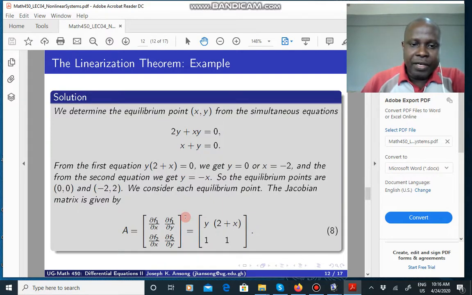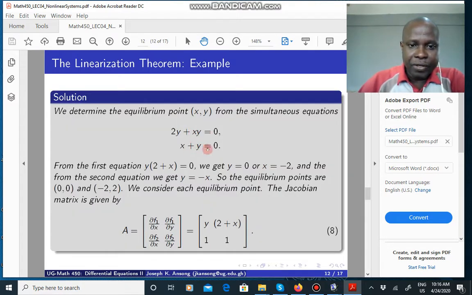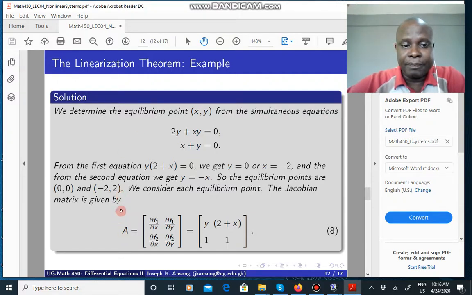What you do is find the equilibrium point by setting the right hand side of each of the equations to 0 and solving for x and y. That will give you the fixed point. So for this case you have this. From the first equation you have this is 0, which implies y is 0 or x is negative 2, right? And from the second equation y is equal to negative x. So if y is 0, from the second equation x is also 0. And if x is negative 2, y will be positive 2. And so you see that 0, 0 and negative 2, 2 become the two equilibrium points for the system.